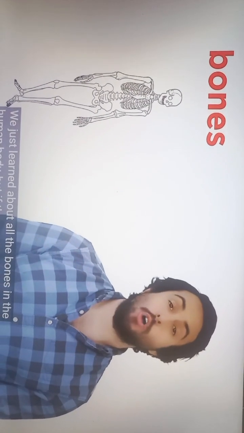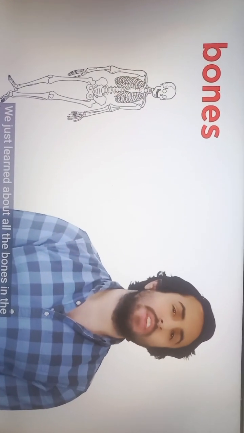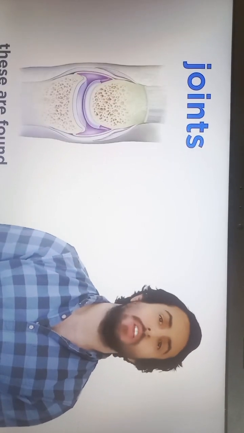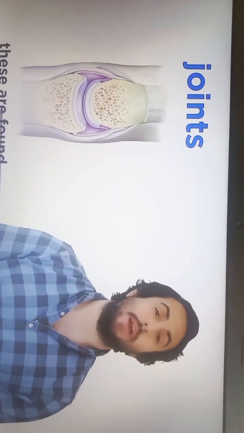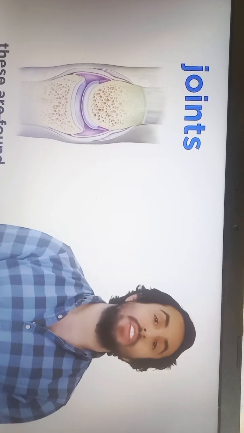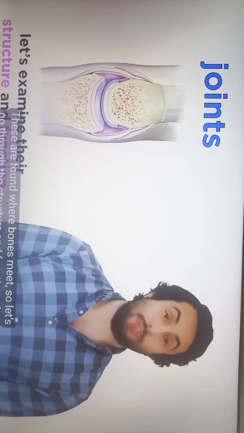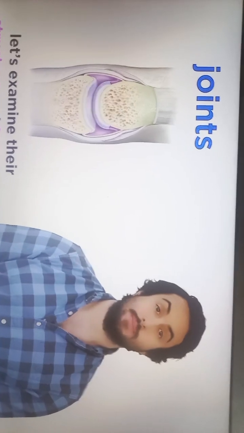We just learned about all the bones in the human body. But if these are so hard, how is it that the human body is so flexible and bending? Such variety of motion is made possible by things called joints. These are found where bones meet. So let's go through the structure and function of all the joints in our bodies.